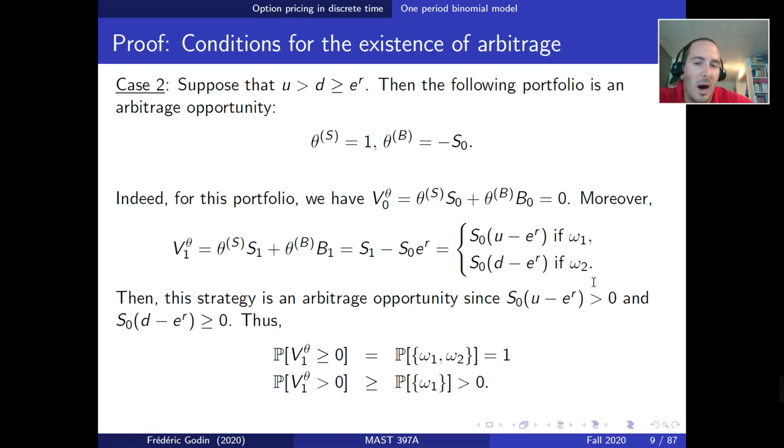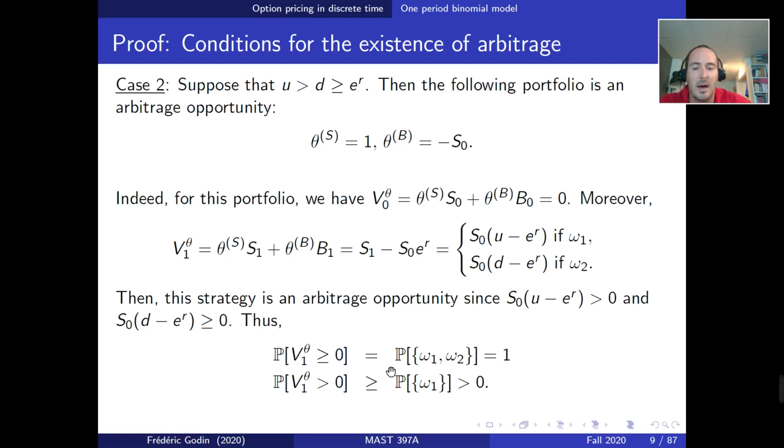Under our assumption, both u and d were greater or equal to exponential of r, and the inequality was strict for u. So both these terms are greater or equal to 0, but this first quantity is strictly greater than 0. For that reason, the probability that the portfolio value at time 1 is greater or equal to 0 is 1, because in both scenarios you have the portfolio value greater or equal to 0.